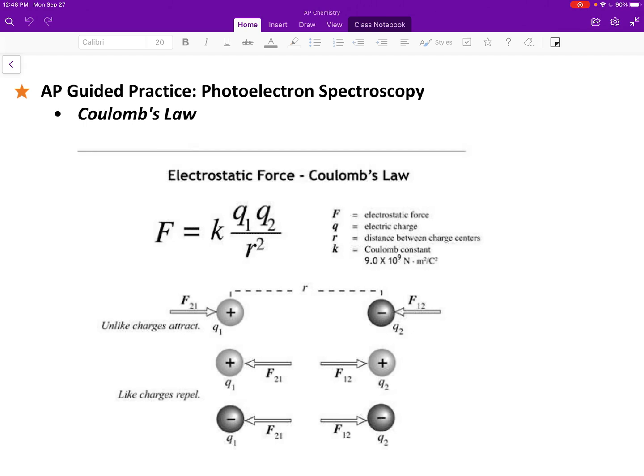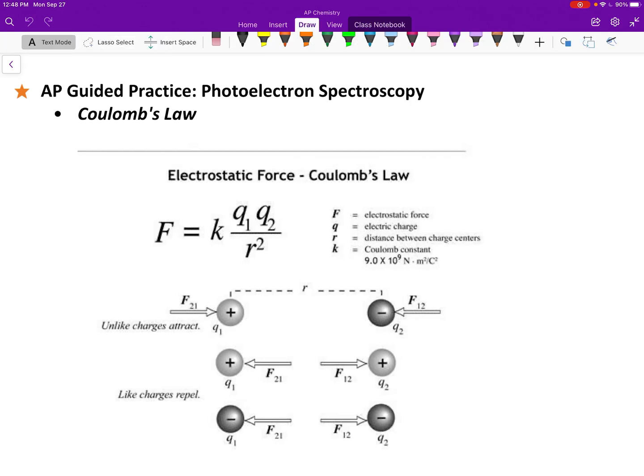The first thing I want to do is address Coulomb's law. In Coulomb's law, for AP chemistry we don't actually need to calculate values, but you might be able to use this as justification by using arbitrary numbers, which I'll show you today, or just in your justification, we want to understand what's going on with Coulomb's law.